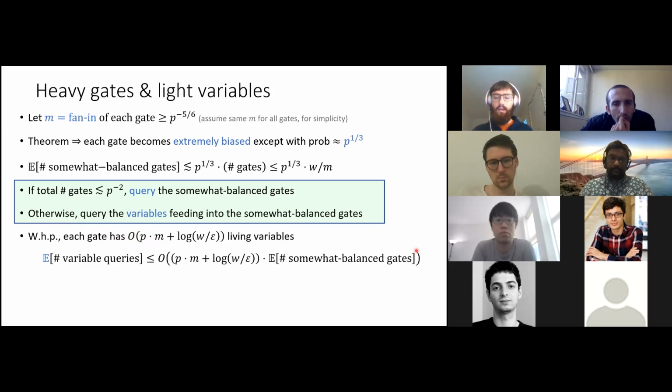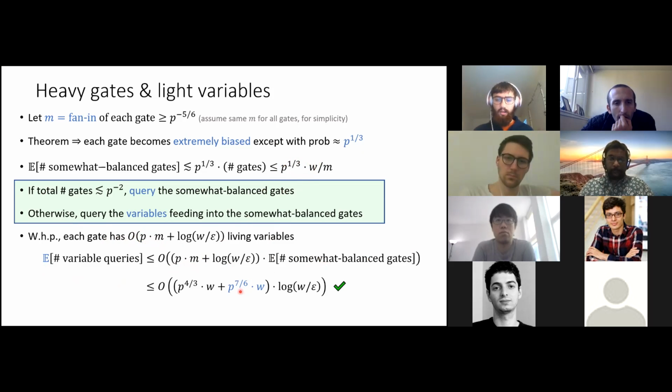So that means that summing up, in expectation, the number of variable queries we do is like p times m plus this log term, times the number of somewhat balanced gates, which is this, up here. And if you plug that in and just do a little bit of arithmetic, it comes out to p to the 7/6 times W. So that's exactly within our budget.